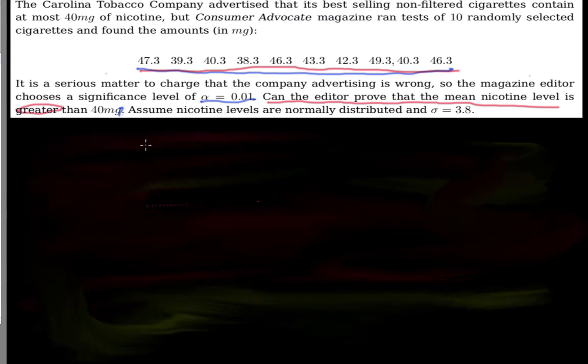So now we know p-value equals 0.0030 and alpha is 0.01. So again alpha is greater than p-value. So our decision is H0 is rejected.